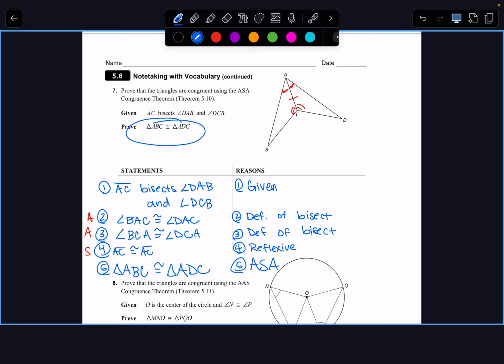Yeah? I thought you said ABC twice. I thought we were doing angle side. Well, we're doing both. This one is angle side angle because the side is in between the angles. Do you see what I mean there? Okay.